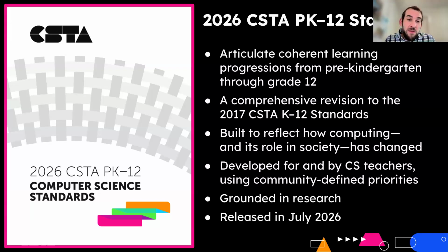They're organized as grade level specific standards at the elementary level, and then a band of standards at the middle and high school level. They represent a comprehensive revision to the 2017 CSTA standards, which are the de facto national standards of the United States. They have been used by 46 US states to adopt their own K-12 standards, which are remarkably similar to the 2017 CSTA standards.